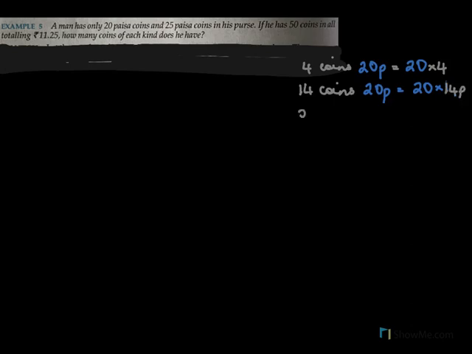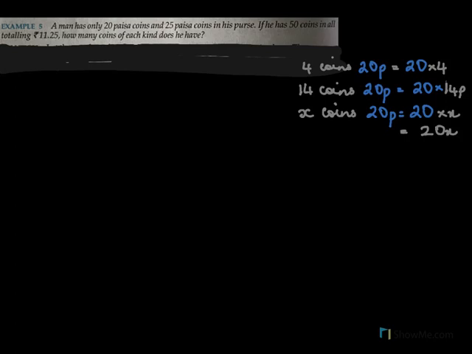And now suppose I say you have x coins of 20 paise. How much money would you have? You have 20 paise, how many times? x times. So the amount of money that you would have would be 20x.